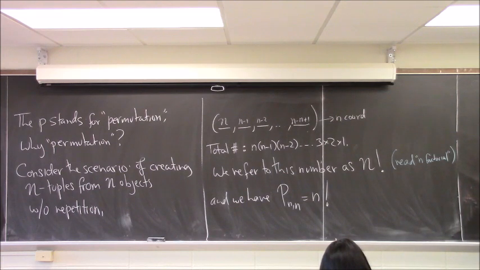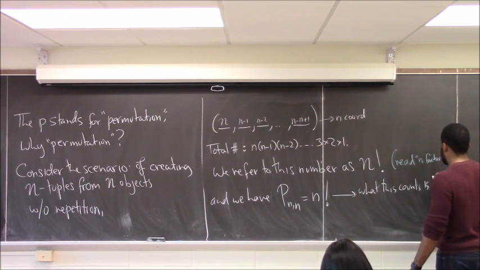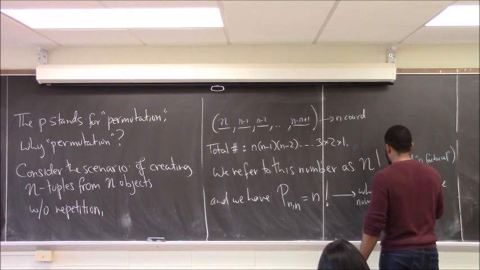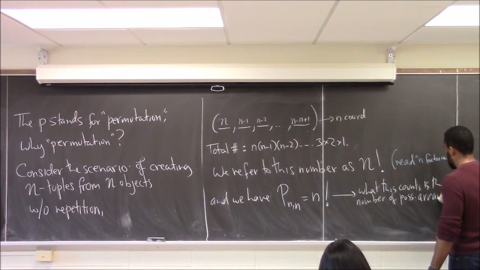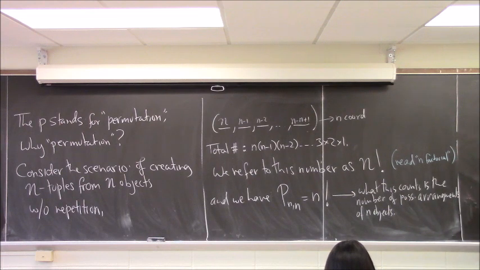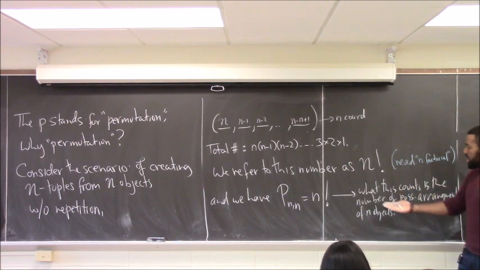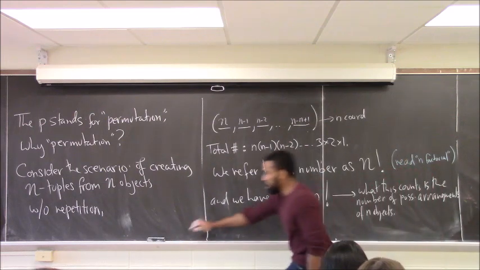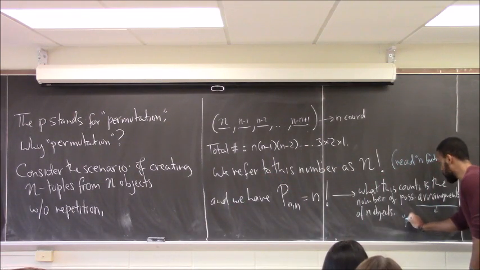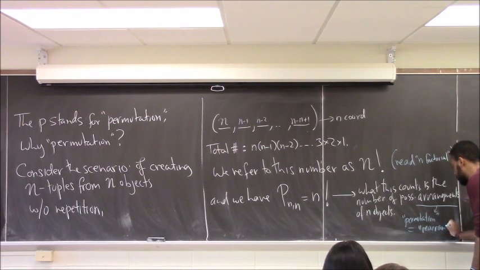Now, notice what you actually did. What this counts is the number of possible arrangements of n objects, right? So if I have n objects and I want to put them in order, how many ways could I put them in order? Well, I have to choose someone to be first, then choose someone to be second, then choose someone to be third. Now, once I put the guy in first place, he's in first place. That's his position. I can't pick him again, right? So this is the number of ways to rearrange n objects. And an arrangement is what's called a permutation. The word permutation means rearrangement. So that's why we call this permutation.